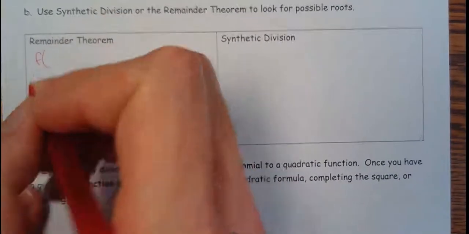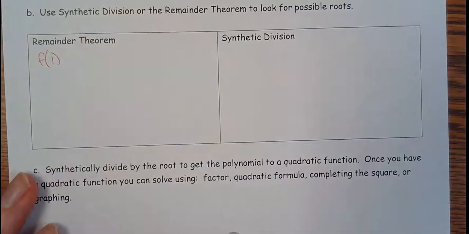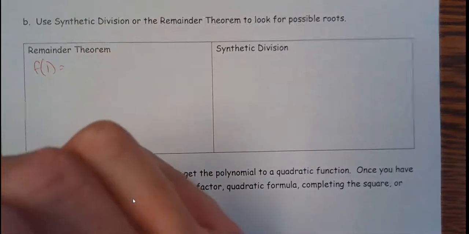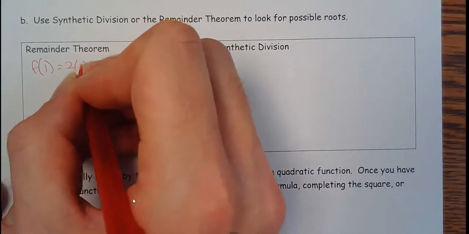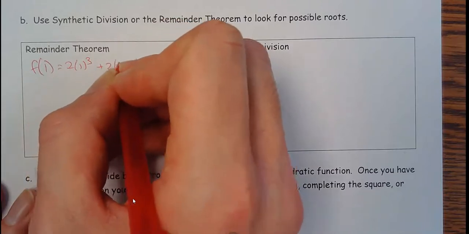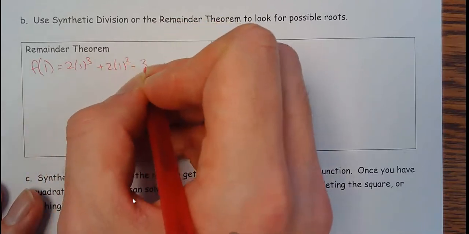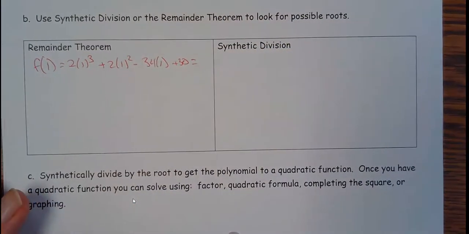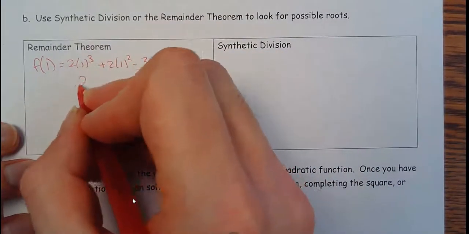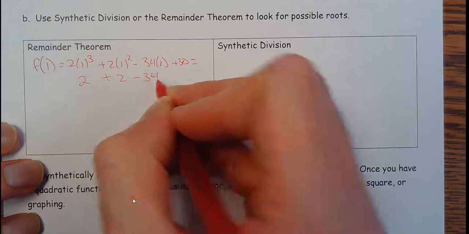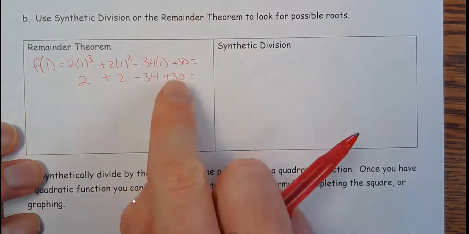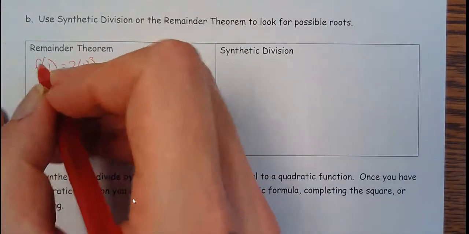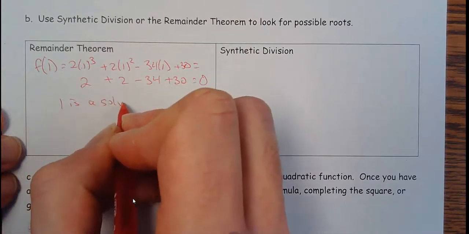I'm just going to cheat a little bit. 1 is one of them, so I'm going to show you what happens when I plug in 1. This would be 2 times 1 cubed plus 2 times 1 squared minus 34 times 1 plus 30. 1 cubed is 1 times 2 is 2. This would be 2, minus 34, plus 30. So 30 plus 2 plus 2 is 34, minus 34 is 0. So because of that, I know 1 is a root. 1 is a solution.